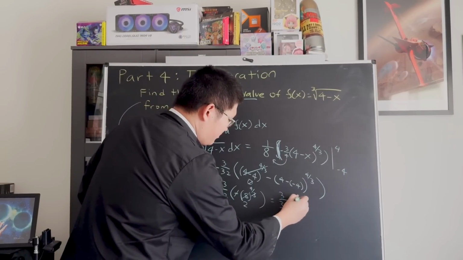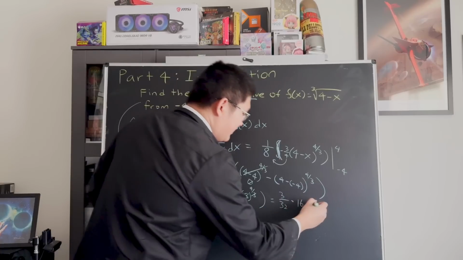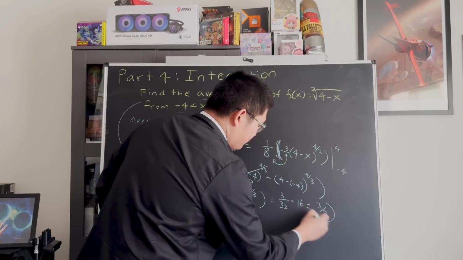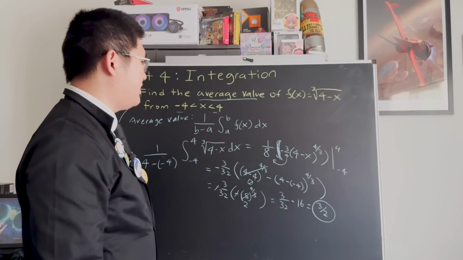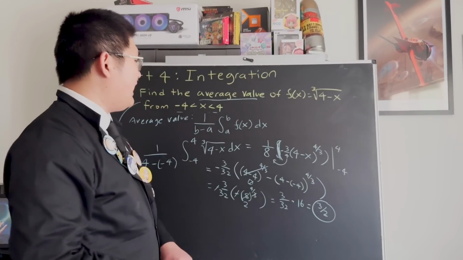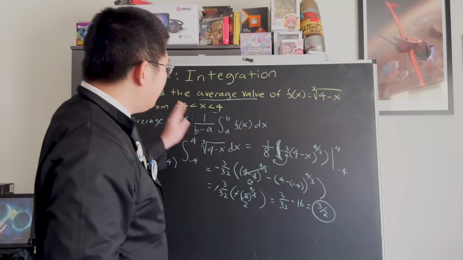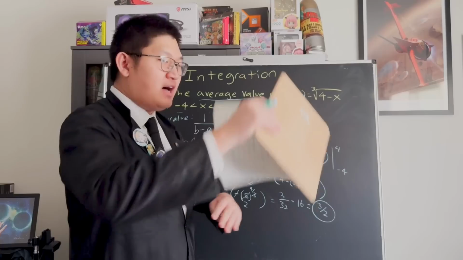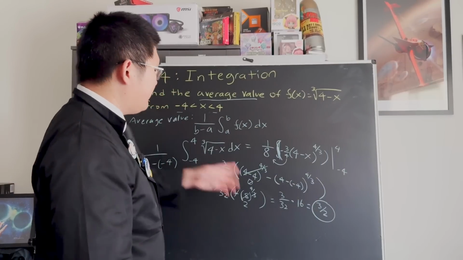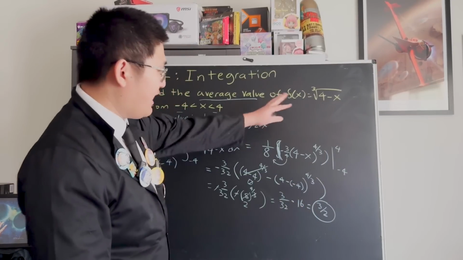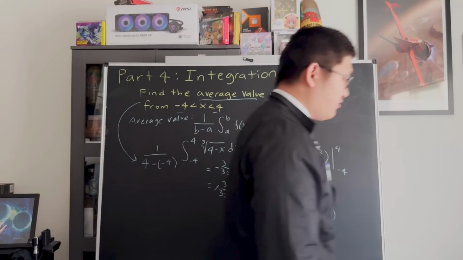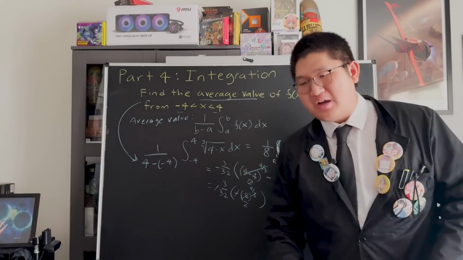That's going to be 3 over 32 multiplied by 16, giving us 3 over 2 as a result of our integration. And there you go, that is average value. Again, if we were to actually take a look at the graph, you would see that the actual highs and lows of the graph will give us something around 3 over 2 if we averaged out the total area going across that interval. Very nice.